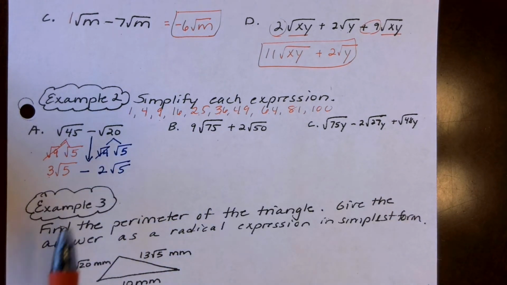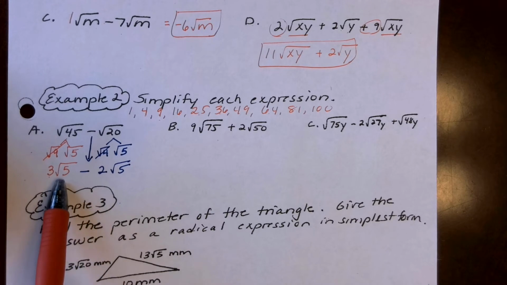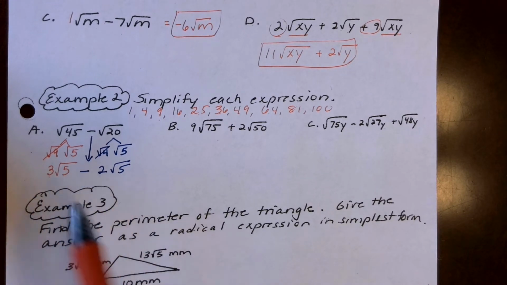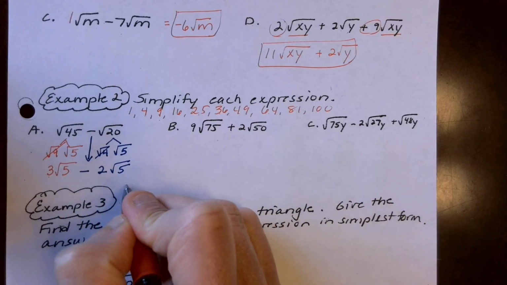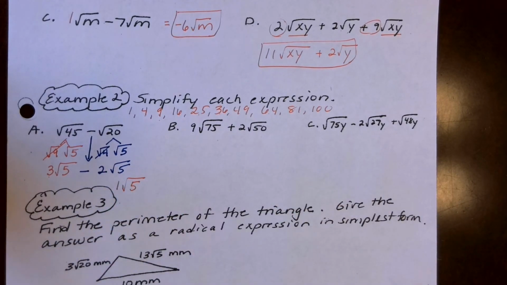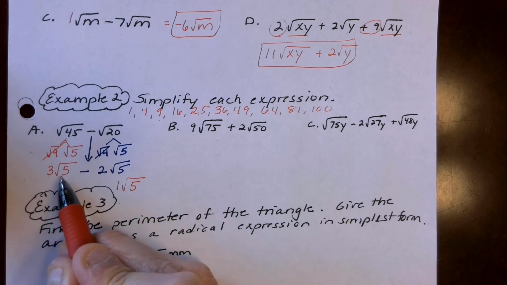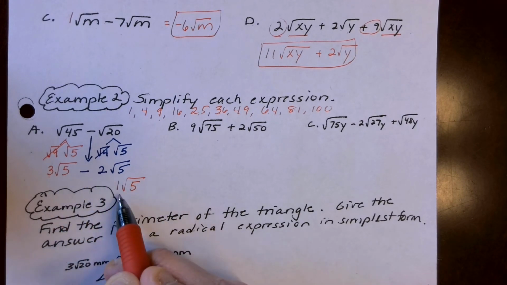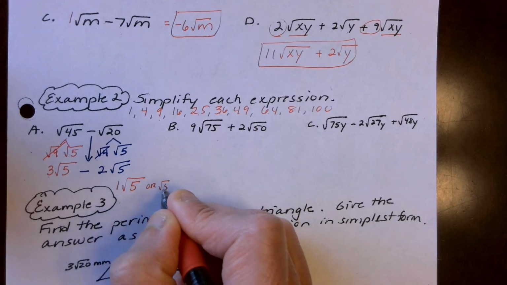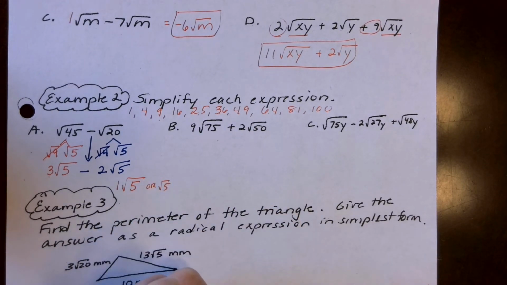All right, so now can we simplify? Do we have like radicands? Yes. So now we can subtract 3 minus 2 is 1, and square root of 5 stays the same. I have 3 square roots of 5 minus 2 square roots of 5. I have 1 square root of 5. Of course, you can just write that as square root of 5 without the 1. Okay?